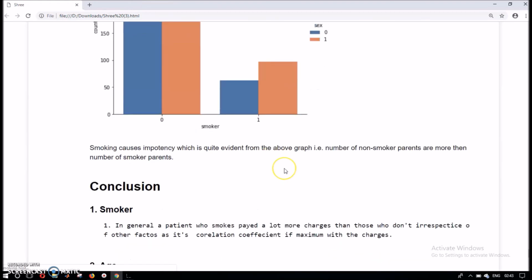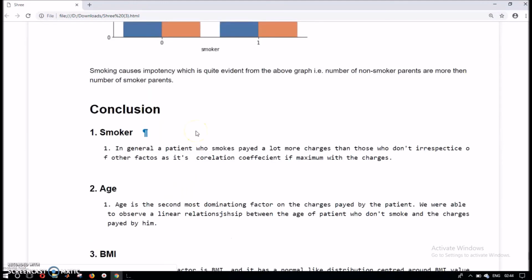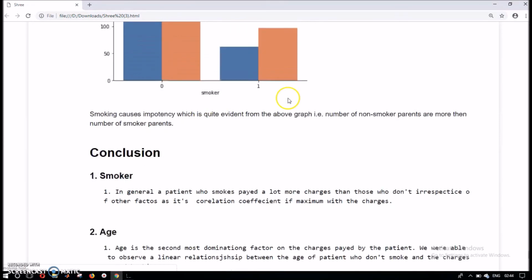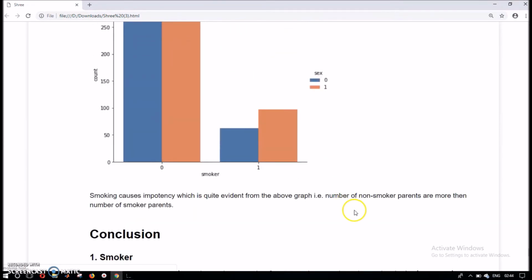So, that's all about our attributes. We can also say that smoking causes impotency, as it is quite evident from this graph, as the number of non-smoker parents is much more than the number of smoker parents.